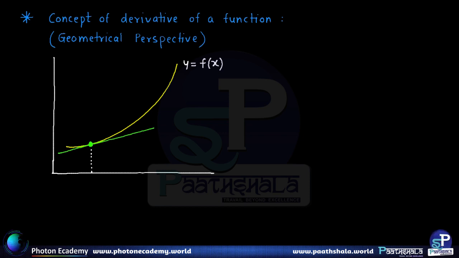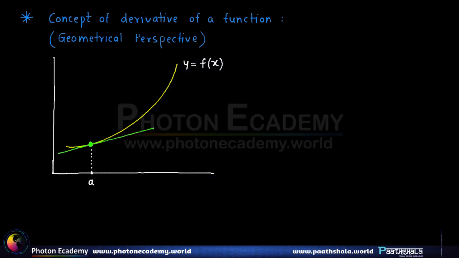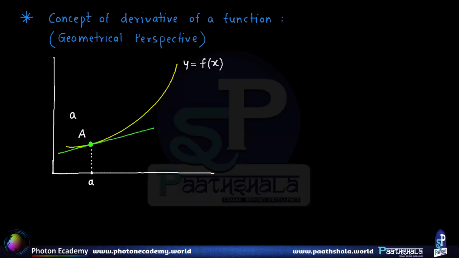Okay. Now let us denote in general the point as, say, a. So the value of x is, say, a. Now if that is the case, the point on the curve, let's call it, say, point A. We know that the x coordinate of point A is small a, and hence its corresponding y coordinate will be f of a. So these are the coordinates of point A.